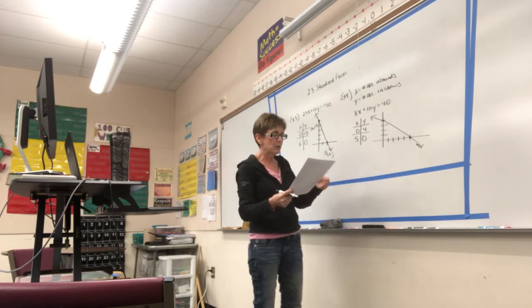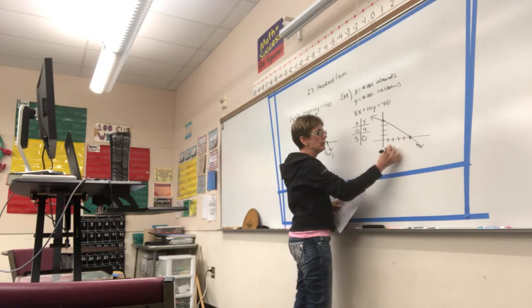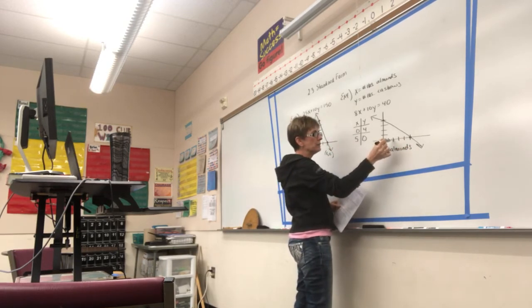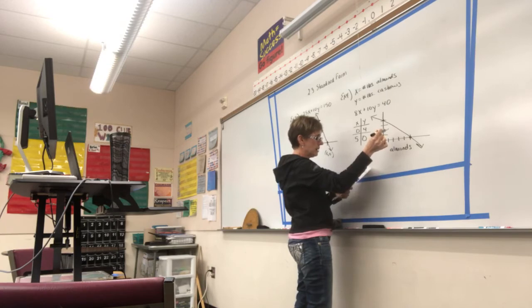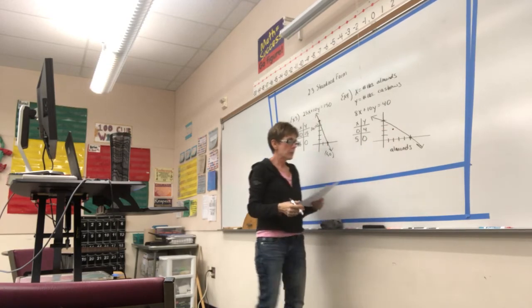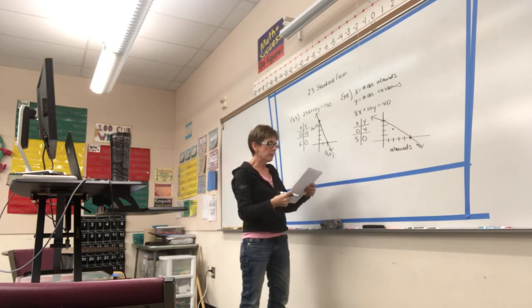So for example, since x is the number of almonds, we could buy 2 pounds of almonds and 2 pounds of cashews. So that would be one possible solution.